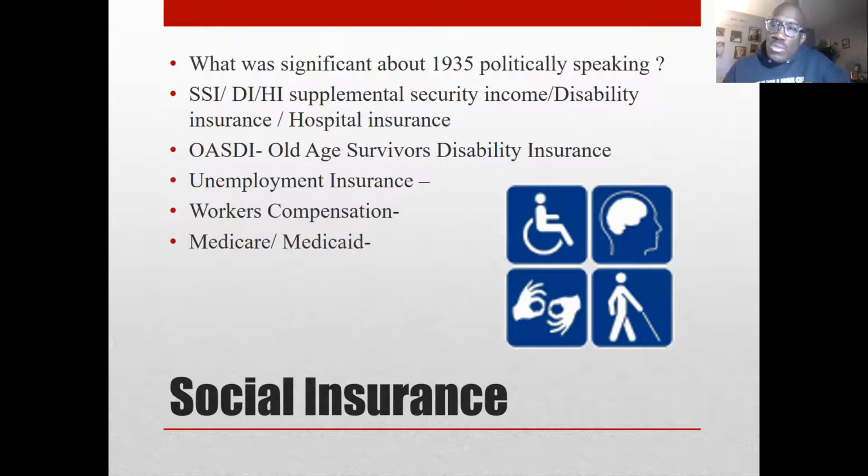Out of the Social Security Act came these other programs: SSI, DI, HI, disability insurance, supplemental security income, old-age survivors disability insurance, unemployment insurance, workers' compensation, Medicare, and Medicaid. These are all forms of social insurance that working folks are entitled to.